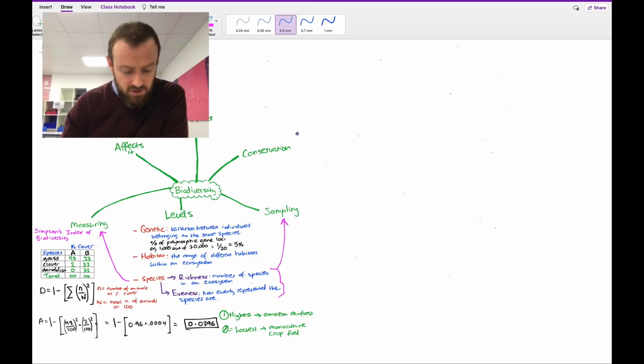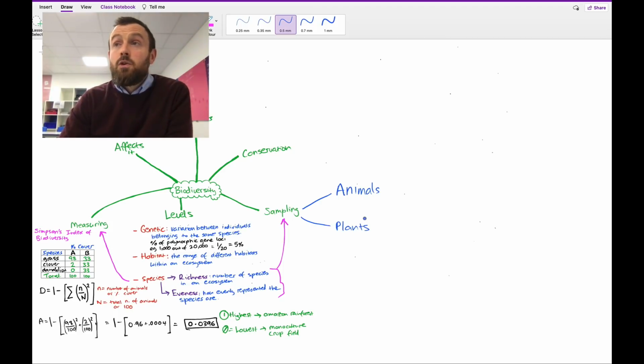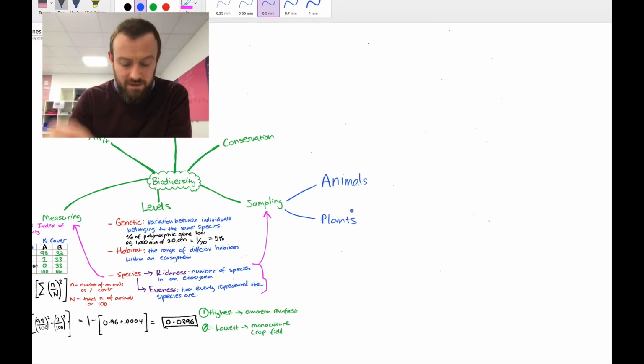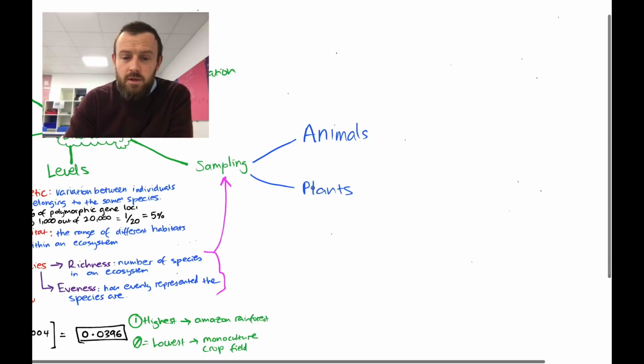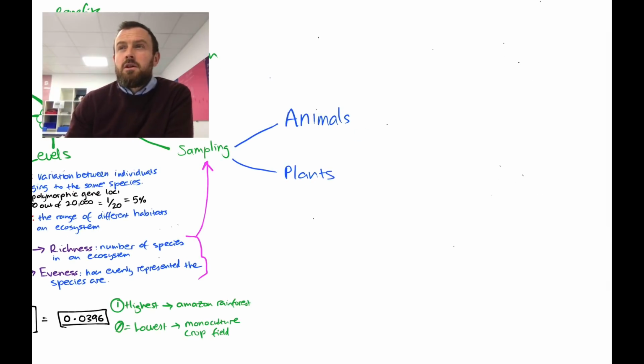So when we talk about sampling, we can either talk about sampling animals, or we can talk about sampling plants. These are different textbook pages of your textbook, most likely. So first of all, let's talk about sampling plants, because we've been talking about percentage cover, so that makes sense. Now, when we're looking at plants, often we're going to be using quadrats.